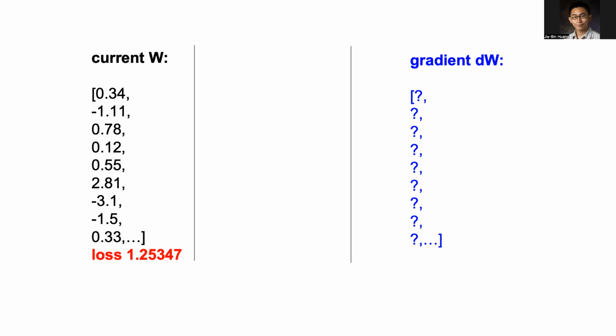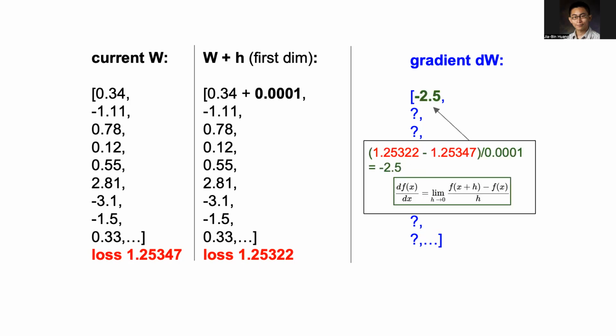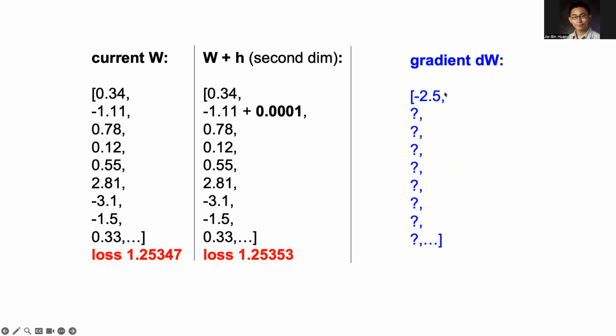Remember that in calculus, if I perturb each one of the dimensions a little bit, then I can compute how much the loss changes. So take this one and perturb it a little bit, and that gives me a little bit of change in the loss. I take the difference between the losses and divide it by the step size, and that's my gradient.